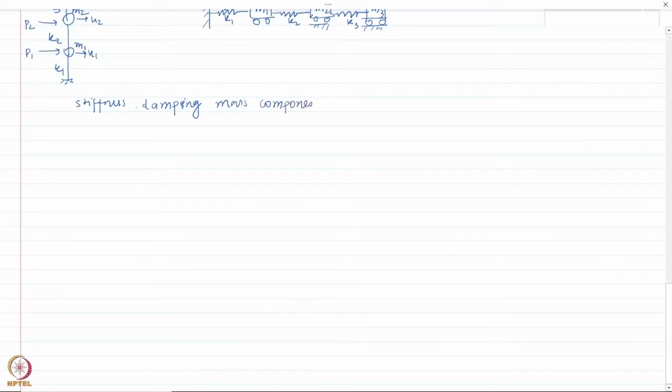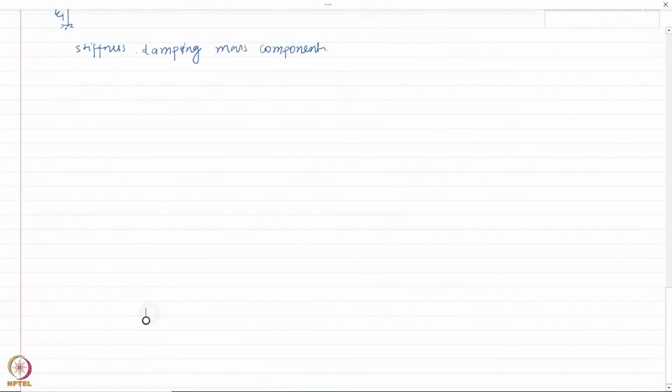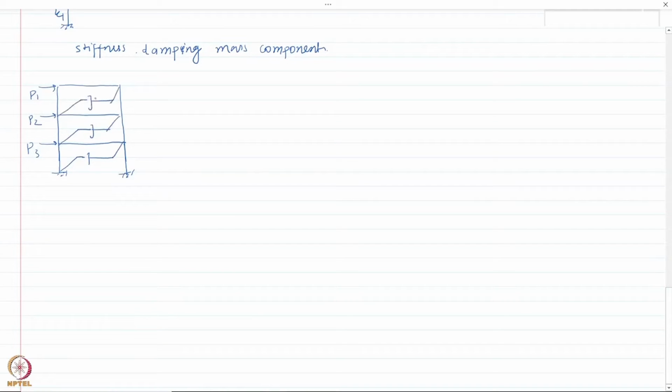And when we apply external force on that system, let us say this is the system here. Let me just draw the system, the same three-story building. I have applied forces P1 here, P2 here, and P3 here. So this is the combined system. Let me just draw all the components of it.